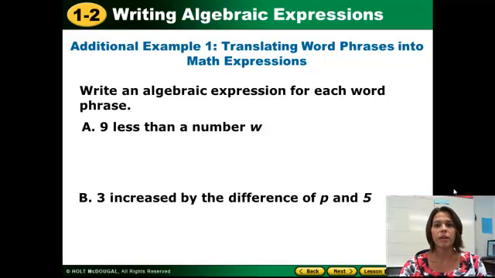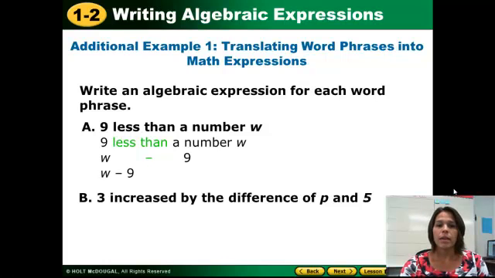Write an algebraic expression for each word phrase. 9 less than a number w. Less than means subtraction. Order is important. I'm basically looking at 9 minus w or w minus 9. I want 9 less than a number, so I'm starting at some number and going backwards by 9, so I'm going to write w minus 9.